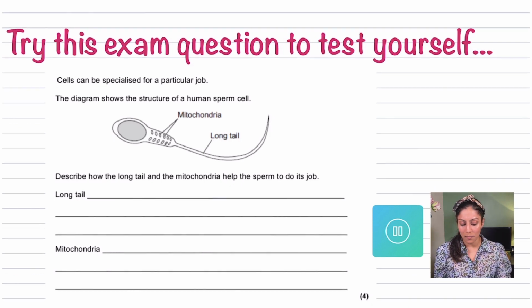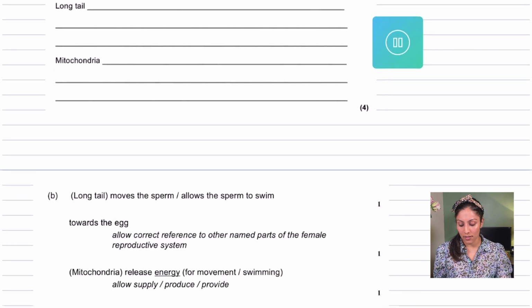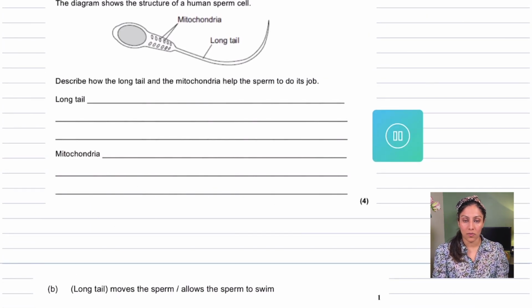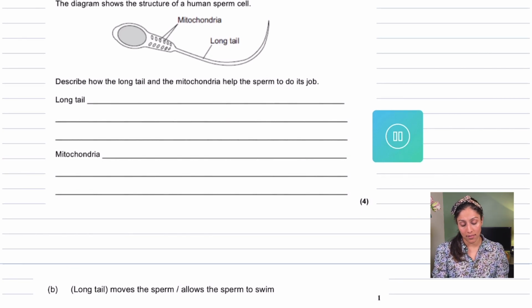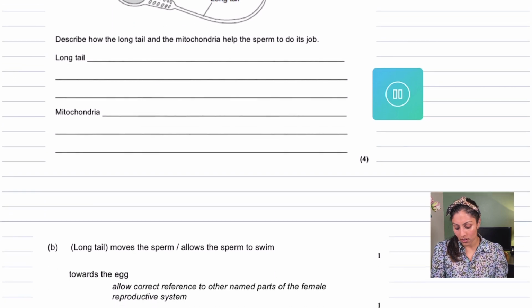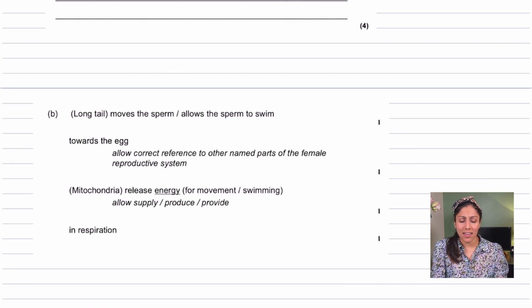I want you to actually see the mark scheme because I think this is really helpful to understand. If you look at the 4 marks, you know that 2 marks is going to be given for the first part, which is the long tail answer, and 2 marks is going to be given for your mitochondria. So you really want to split that up to give 2 different points for both features. So the long tail, the key thing is what does it do? It allows the sperm to swim. That gives you 1 mark. And where is it heading to? It's heading towards the egg, and that's going to give you your 2nd mark. So 2 different marks, 2 different points.